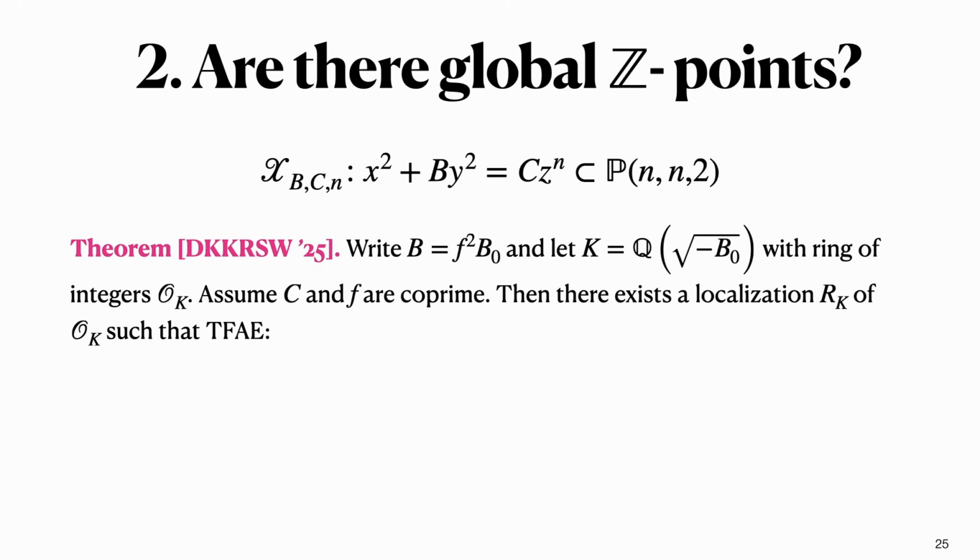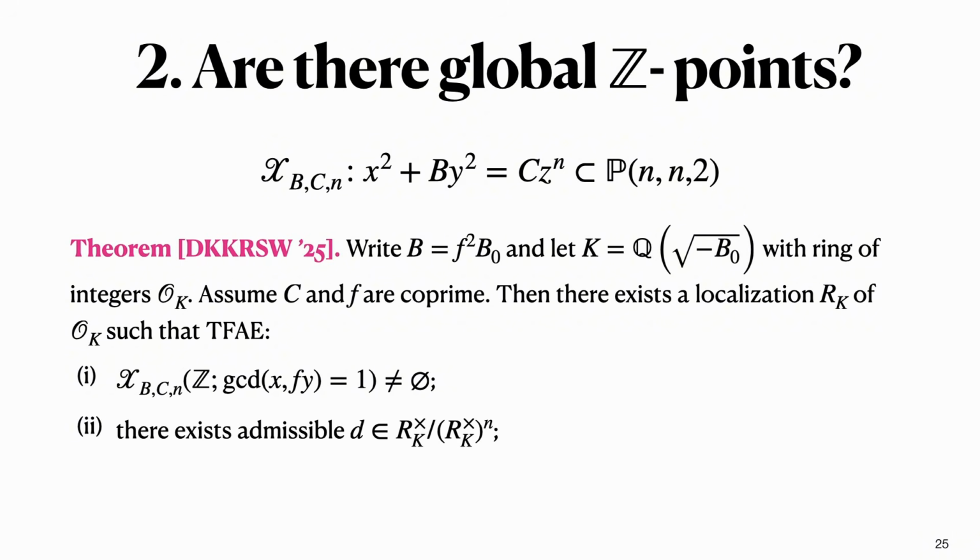So for the purposes of this talk, I'm assuming that C and F are coprime, but we have a more general result. It just has more notation that I don't want to worry too much about. So there exists a localization, Rk, of the ring of integers of Rk, such that the following are equivalent. So the first condition is telling us when you have global points. We're asking for an extra condition for these global points, but it turns out we can always restrict to this extra condition. So that's the first one, the one that we care about answering.